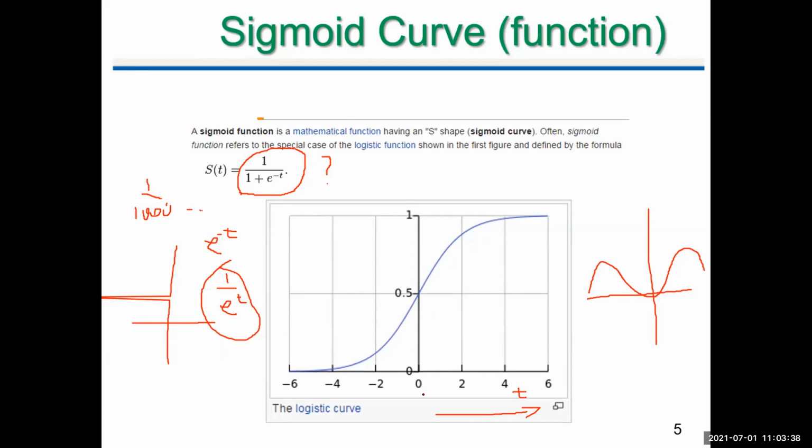We could also check at 0, is it equal to 0.5? Yes, it is equal to 0.5, because when t is 0, this is just 1. So we get 1 plus 1 on the bottom, and 1 on top, so it's 1 over 2, which is 1/2. So anyway, this is the curve. This is the formula that generates this curve.